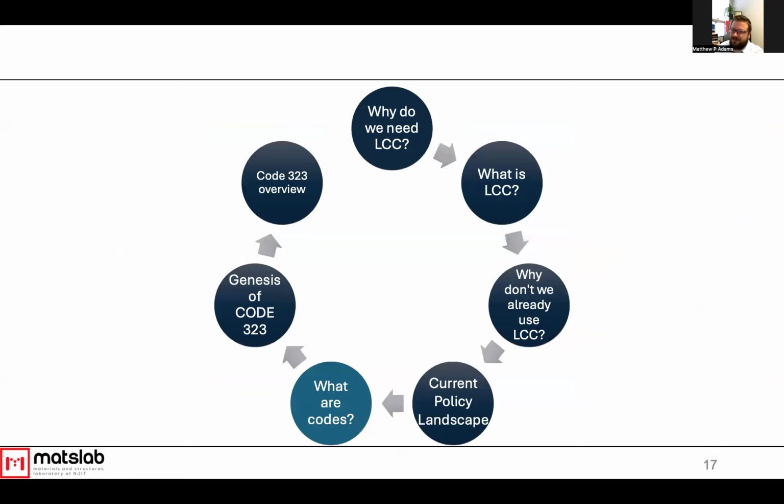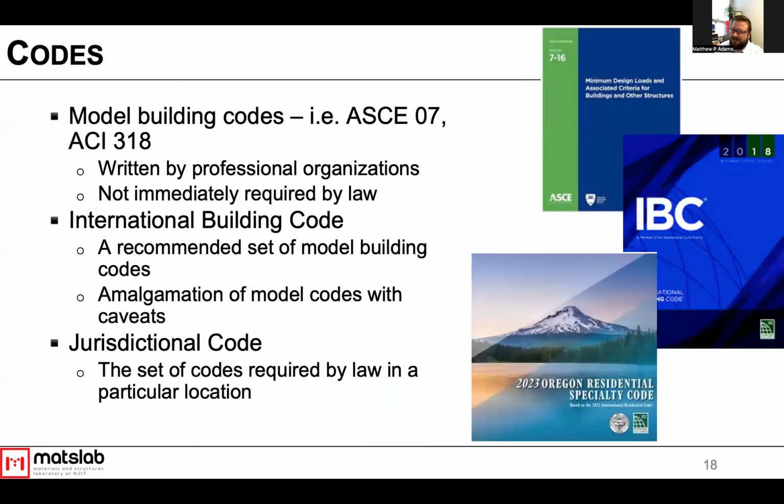So, what are codes? I know this seems like a silly question, but it's really not. Codes are actually somewhat complex, and understanding how we adopt them is a really important part of the process and for understanding the low carbon concrete code. So, we can break down codes into three types of things, right? You have what are known as model building codes. So, this is going to be like the FIB code, ACI 318, ASCE 7.